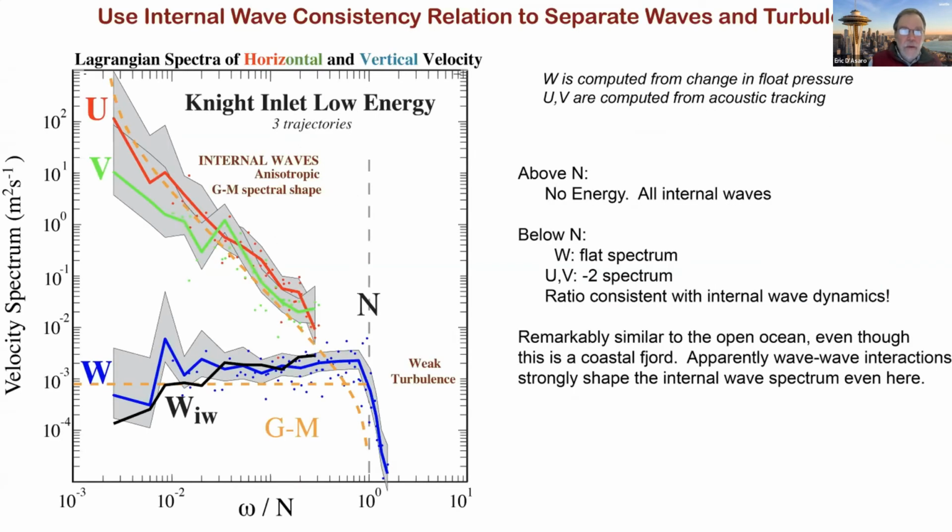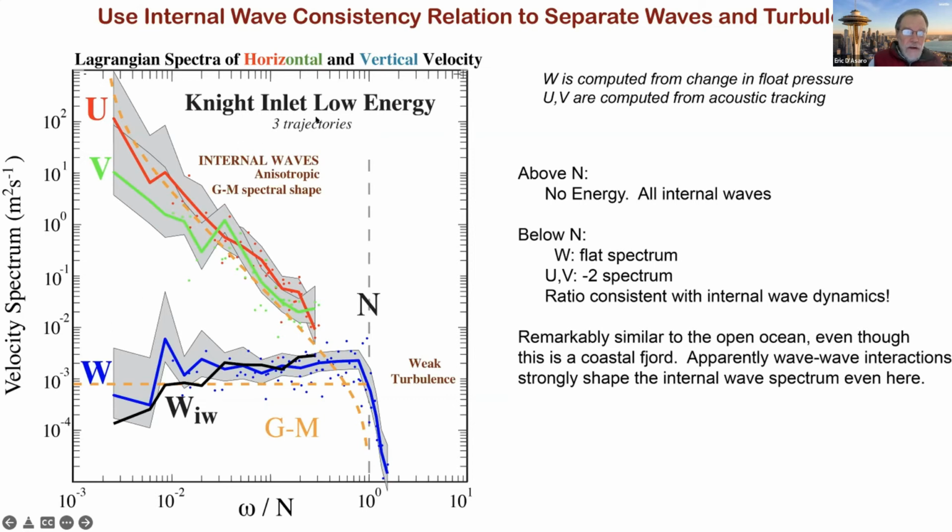So we had these internal wave consistency relations, which have historically been used to figure out whether a flow is waves or not waves. Let's apply that to this framework. And again, in the context of Knight Inlet, because we have very large dynamic range.